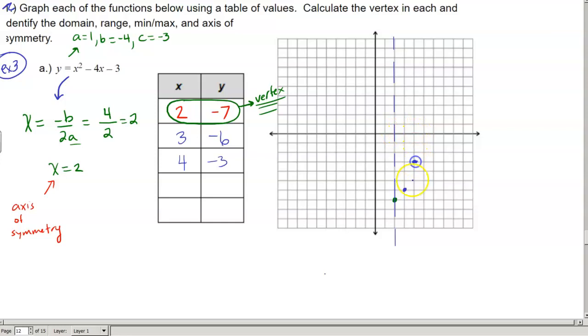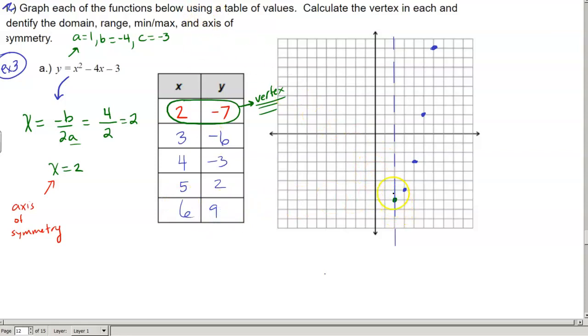So that's right here. And let's just plug in another one, let's go with 5. Let's see where that takes us. So 5 squared minus 4 times 5 minus 3 is now 2. So 5 goes to 2, and so that's up here. And we could plug in 6 if we wanted to. So 6 squared minus 4 times 6 minus 3 is now 9. And so that's going to be 1, 2, 3, 4, 5, 6, 7, 8, 9. That's up here. So if we plug in 6, we get 9.